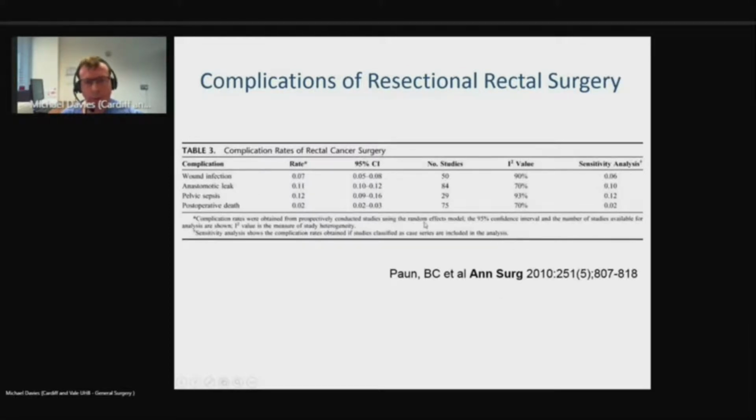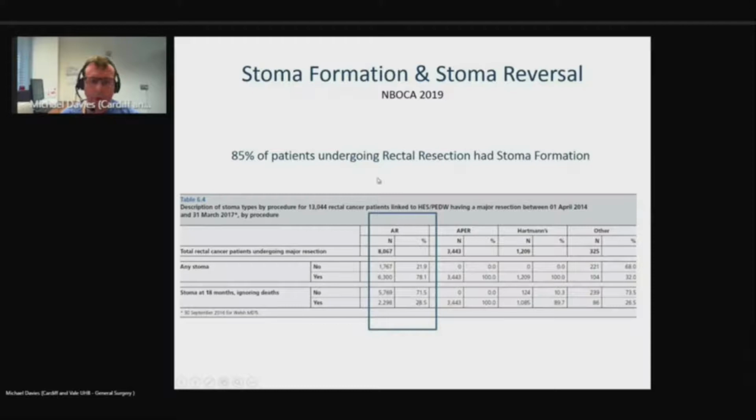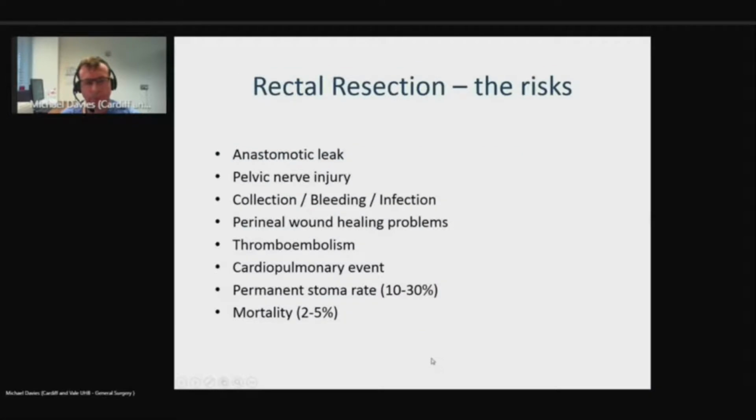However, there is a downside. 10% anastomotic leak rate, 12% pelvic sepsis, 2% mortality. These are the sort of typical figures for resectional rectal surgery. 85% of patients will have to cope with a stoma, and even where potentially reversible, a third still have a stoma 18 months after surgery. There are many risks associated with rectal resection. We've discussed anastomotic leak, pelvic nerve injury, bleeding, a risk of a permanent stoma in 10 to 30%.